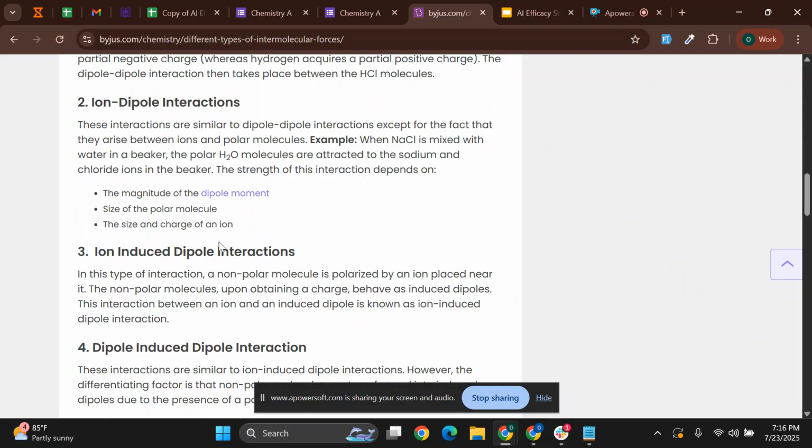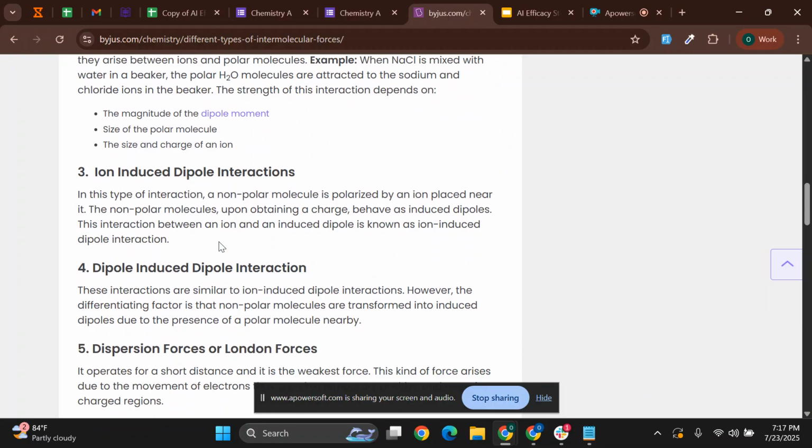Ion-dipole interactions are similar to dipole-dipole interactions except that they arise between ions and polar molecules. When NaCl is mixed with water in a beaker, the polar H2O molecules are attracted to the sodium and chloride ions in the beaker. The strength of this interaction depends on the magnitude of the dipole moment, the size of the polar molecule, and the size and charge of the ion.